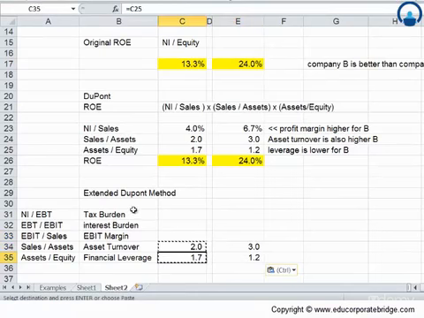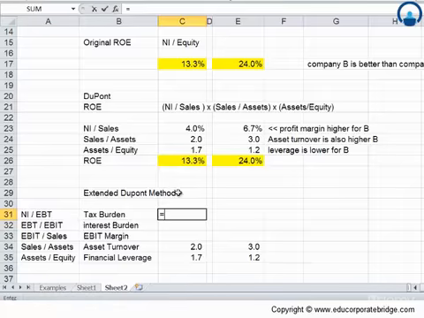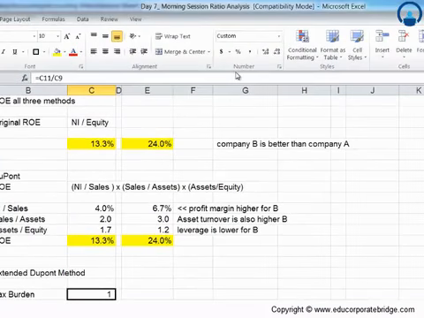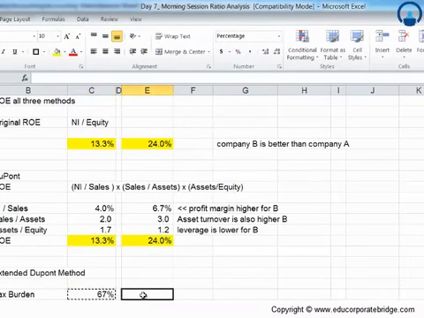So let's identify the other items. Tax burden is defined as net income divided by EBT. Net income is 100 and EBT is 150, so in terms of percentage this comes out to be 67%. And what about company B? If I copy this formula across, this is 60% for company B. This is for company A and this is for company B.